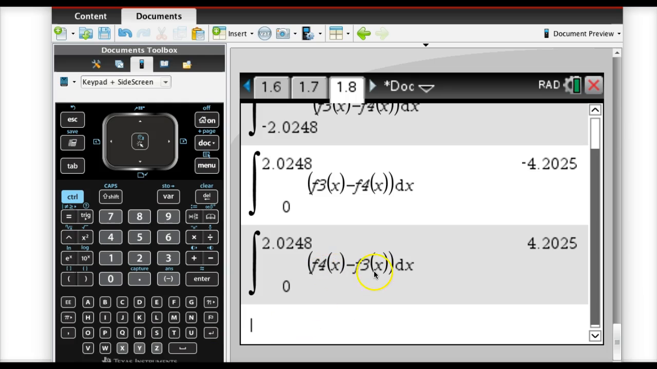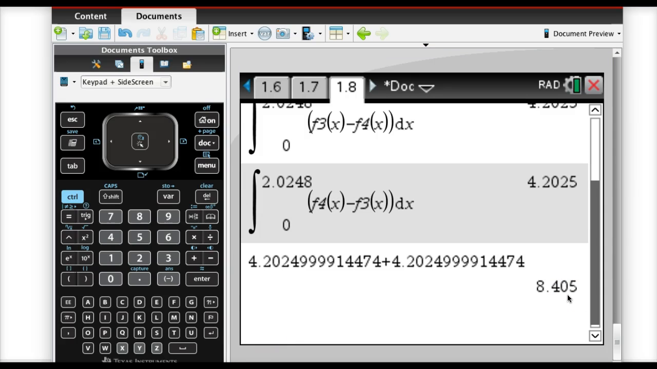So I did do top minus bottom rather than bottom minus top. That gives me my positive value. That's why we do this top minus bottom, because it will always give us that positive value. So if you add those two together, you're going to get 8.405. That would be your final answer for that. And that's your answer there. Okay? So that's how you find those different pieces.